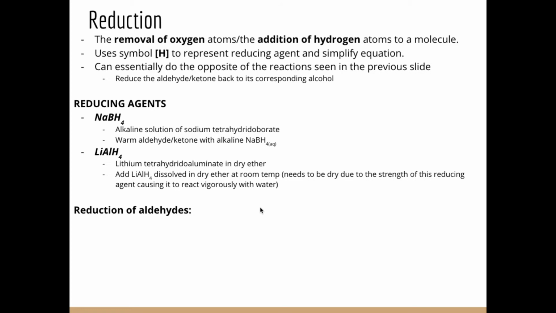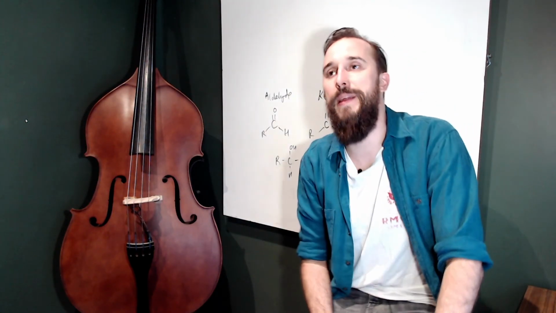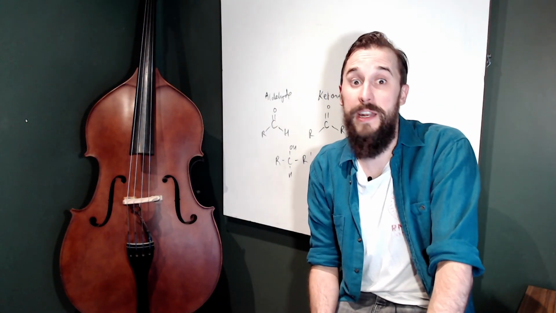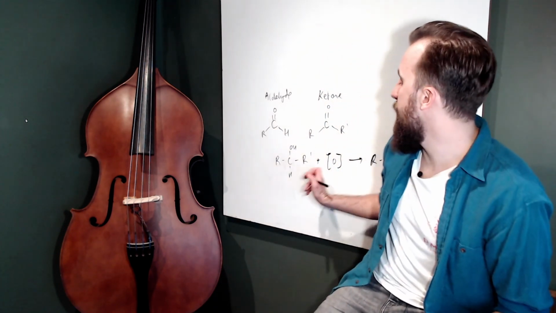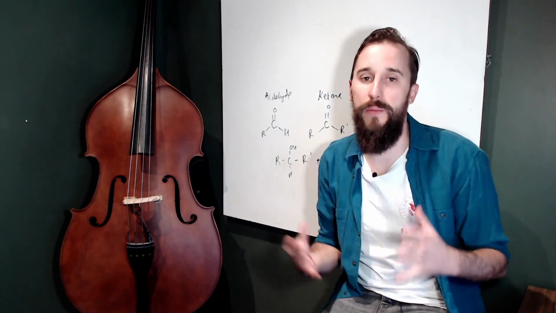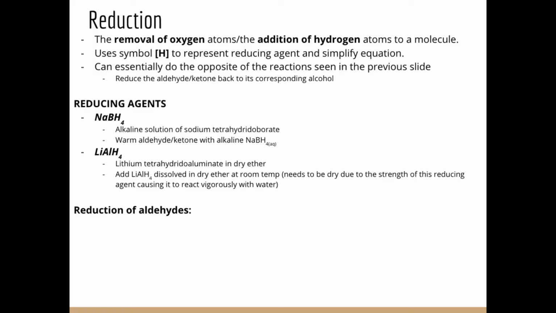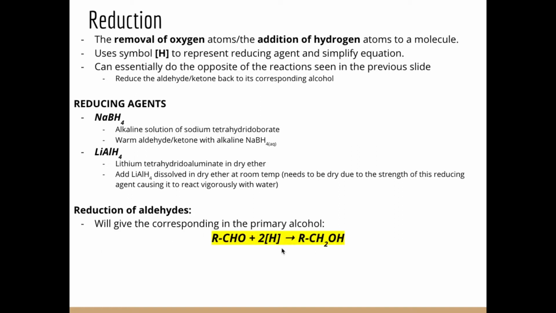So like I say, with these oxidizing agents and reducing agents, the main skill is just identifying them as either an oxidizing agent or a reducing agent, because in our chemical equations, we just very simply do the bracket H or the bracket O to represent that. So let's have a look at these reductions. It'll give the corresponding primary alcohol.